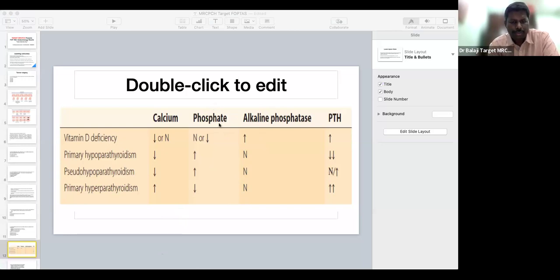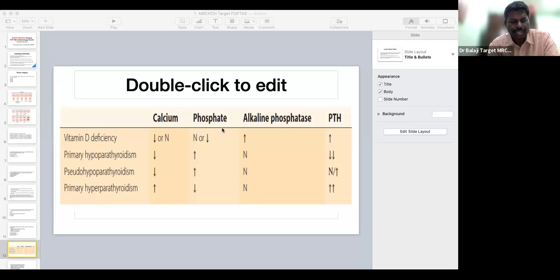So in pseudohypoparathyroidism, it behaves like hypoparathyroidism. So calcium will be low, phosphate will be high. But when you look into the parathormone, it will be elevated. So that's why we say it behaves like hypoparathyroidism. So it's hypoparathyroidism, but it's not hypoparathyroidism because parathormone is elevated.